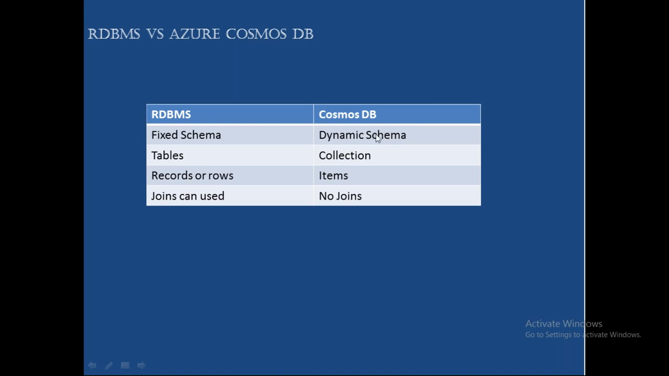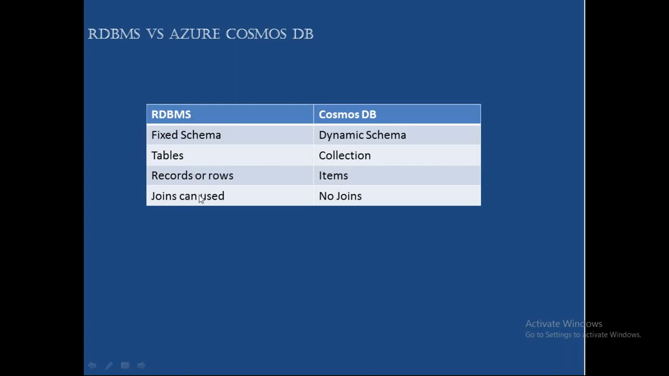But Cosmos DB has a dynamic schema, meaning the first customer can provide his name and his location. The second customer may provide his customer ID, name, location, address. The next customer may provide his name, designation, and salary. So the schema will change dynamically for each record. Next, what are called tables here, we call a collection, or you can say a container. Records or rows, here we call them items.